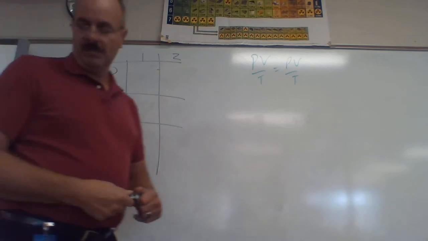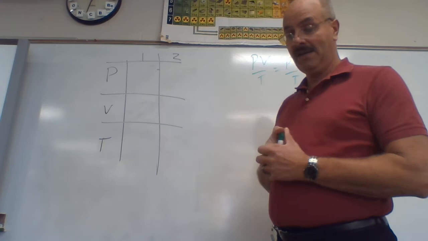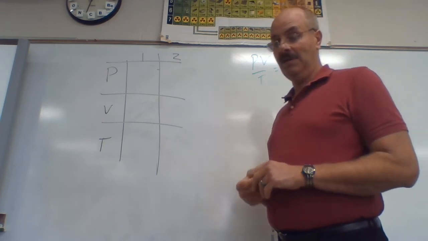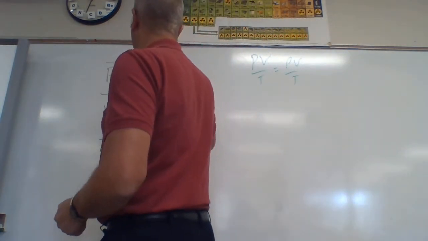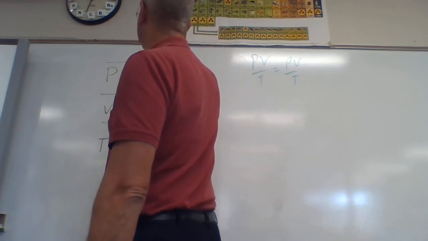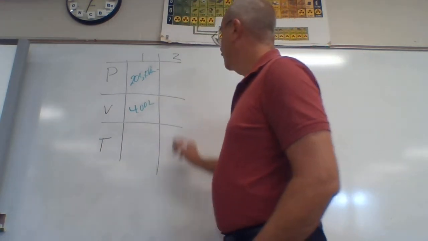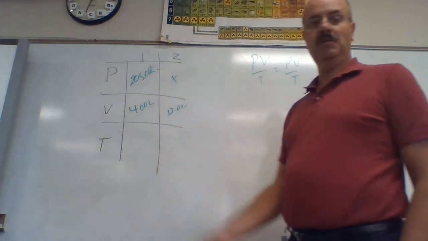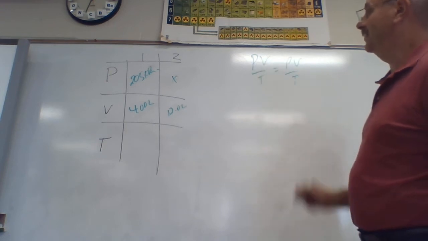All right, second one. A gas with a volume of 4.00 liters at a pressure of 205 kilopascals is allowed to expand to a volume of 12 liters. What's the pressure in the container if the temperature remains constant? So we have a volume of 4.00 liters, and that's at 205 kilopascals. Kilopascals is pressure. Then it says it expands to 12.0 liters. We want to know what's the new pressure. Temperature stays constant again, so we get to leave temperature out of this. We're just using P and V on top.